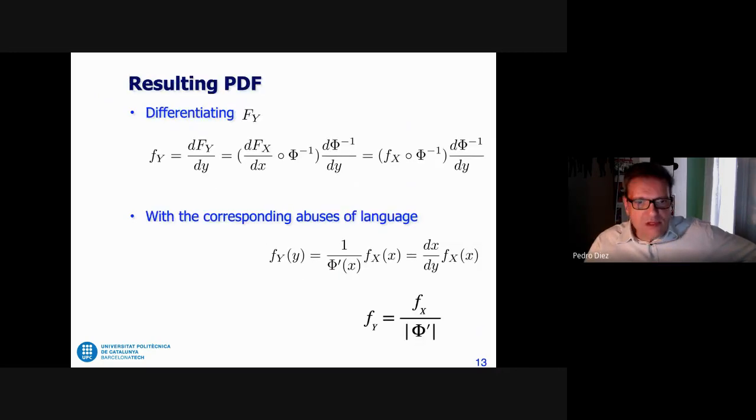If you take derivatives of it, you can compute the PDF of y, which results in a more or less complex expression that, when you abuse the language and identify x and y corresponding to the mapping phi, boils down to a very simple expression saying that the density function of y, which is what we are going to compute, is the density function of x divided by the derivative of the mapping phi, with an absolute value.